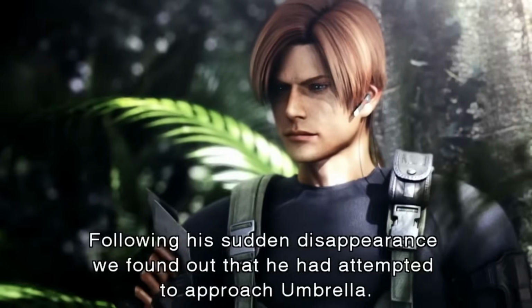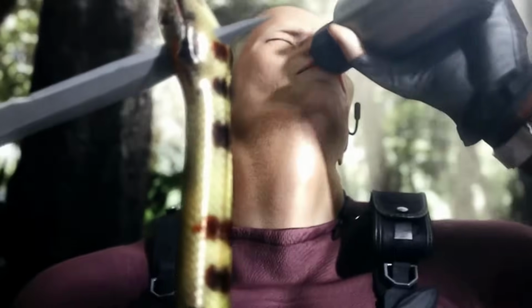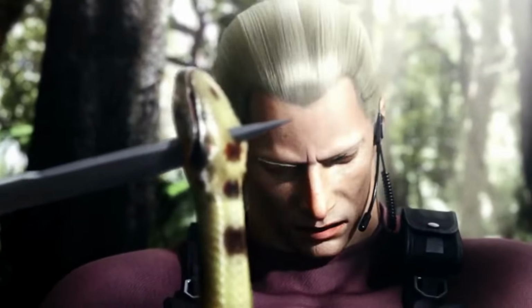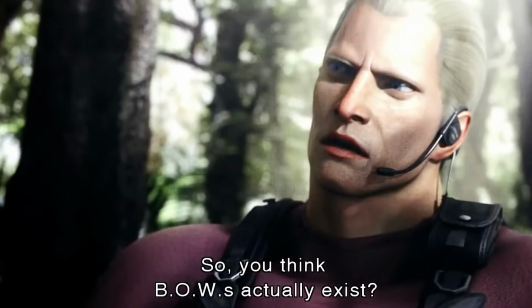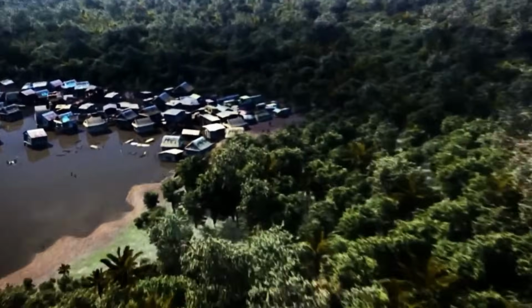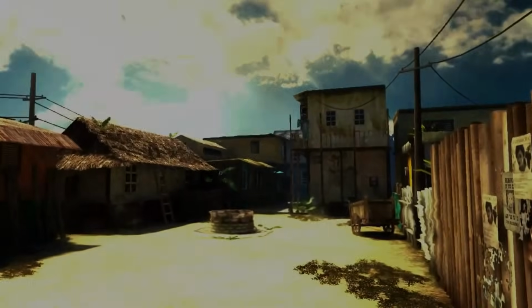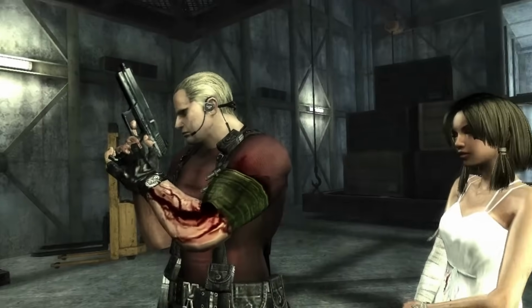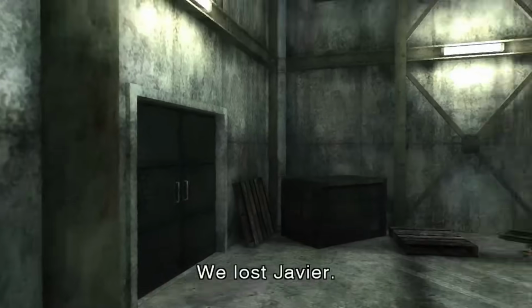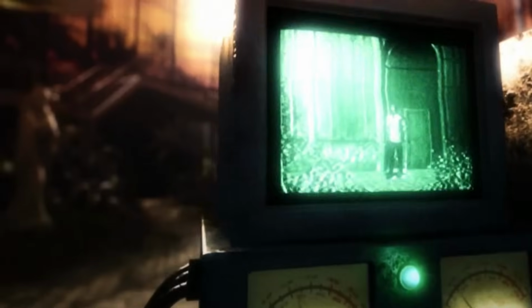The situation caught the attention of the US government, which sent Leon S. Kennedy and Jack Krauser to investigate the presence of bioorganic weapons in Javier's territory. They arrived at a village devastated by viral outbreaks, where they met the young Manuela. Although she was infected with T-Veronica, Manuela retained her human appearance and remained relatively stable thanks to the transplants orchestrated by her father. Eventually, the agents uncovered the whole truth.